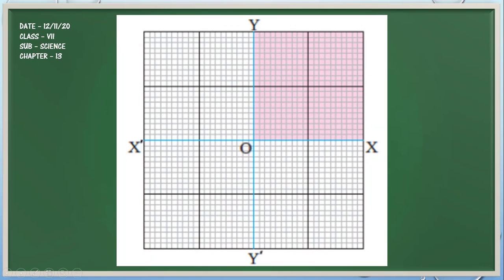Now how to make these graphs? You all already know that whenever we make a graph, we usually have lines of axis. For example, in this graph you can see the x-axis and y-axis. At the right side it is x-axis and on the left side it is x dash, while in the upper portion it is y-axis and in the lower portion it is y dash, and in the middle of it is O, which is the origin.